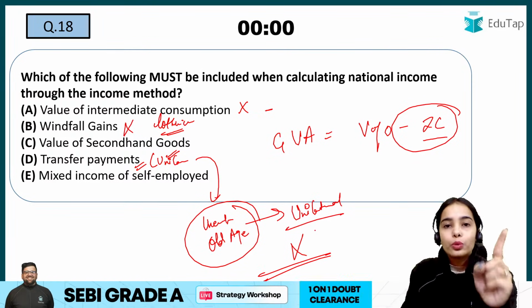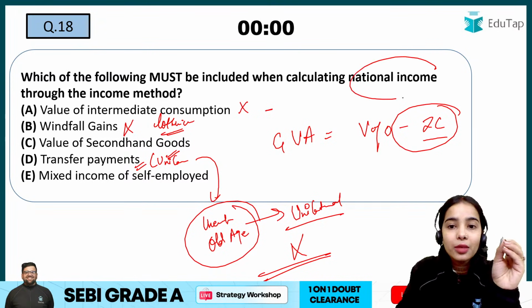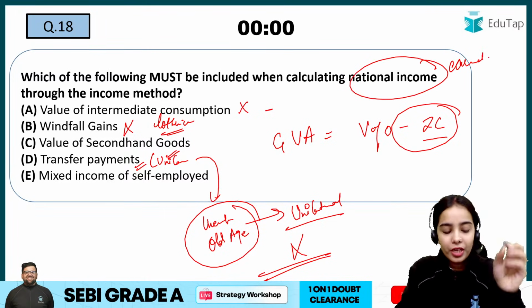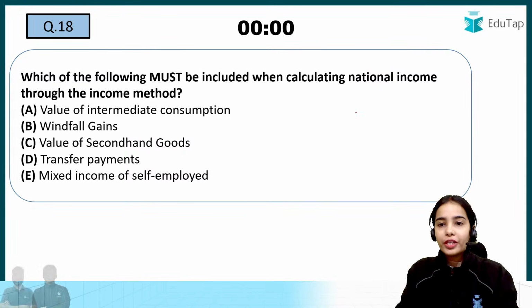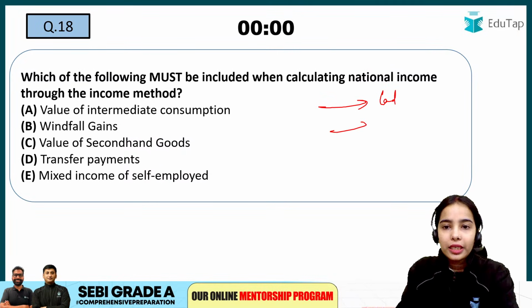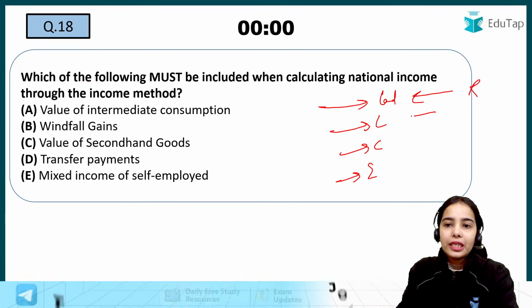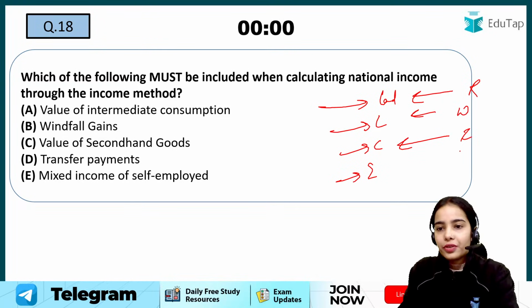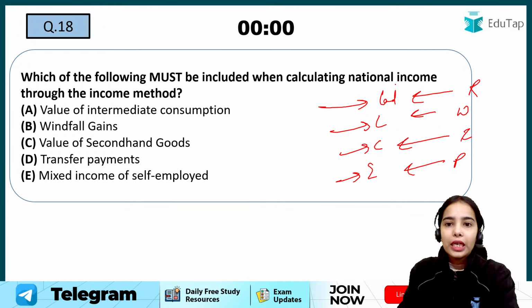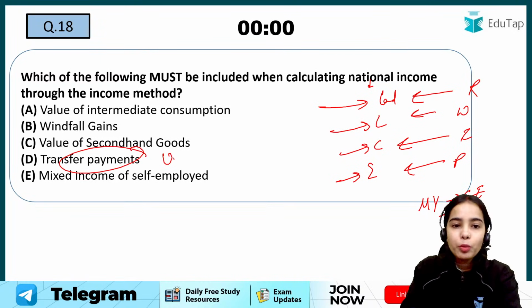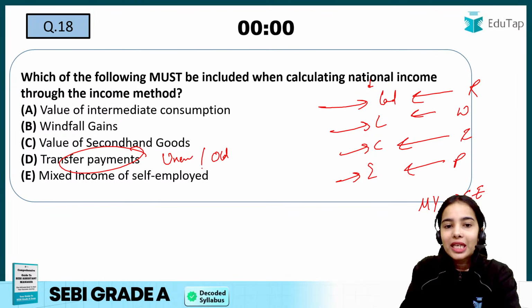They are also not included in the national income, because national income is what? It is earned income. When you are providing your land, labor, capital, entrepreneurship, then you are getting the rent, wages, interest or profit. So national income is the earned income. You are earning something. You are earning the mixed income because you are self-employed.